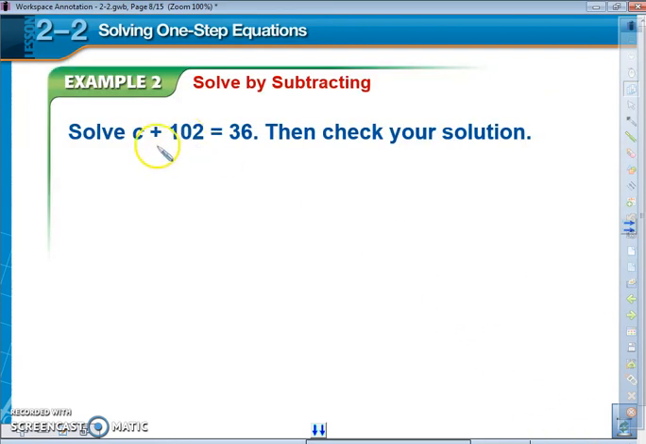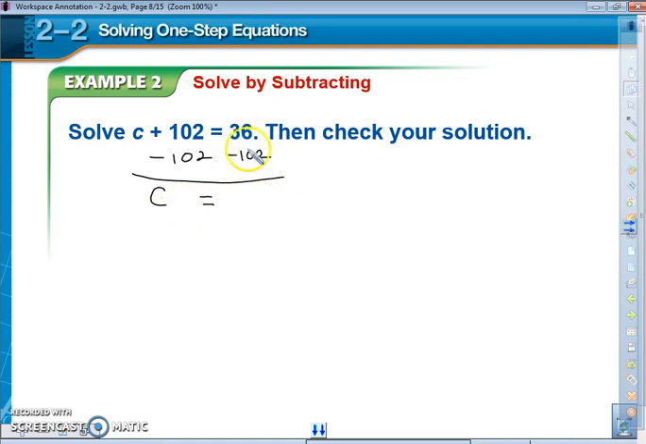Here we go. C plus 102 equals 36. Well, again, C minus 102. All I got to do is do the opposite. I want to get my variable alone and positive. Remember that. C needs to be alone and positive.